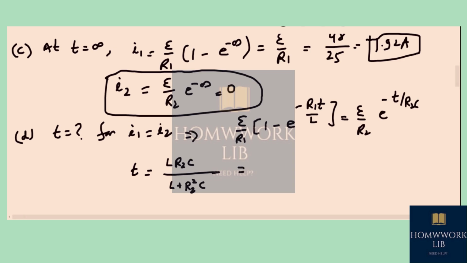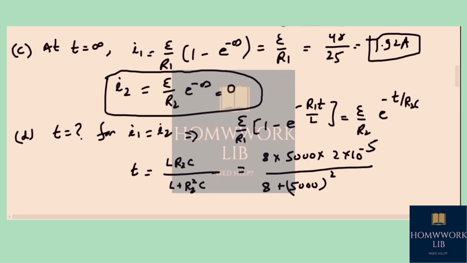Substituting the value, L is given 8 Henry, R2 is given 5000, capacitance is 2 into 10 to the power minus 5. Inductance is 8, R2 is 5000 square into C, that is 2 into 10 to the power minus 5, so it is to be 1.6 into 10 to the power minus 3 seconds. So after this time, both the currents will be the same.